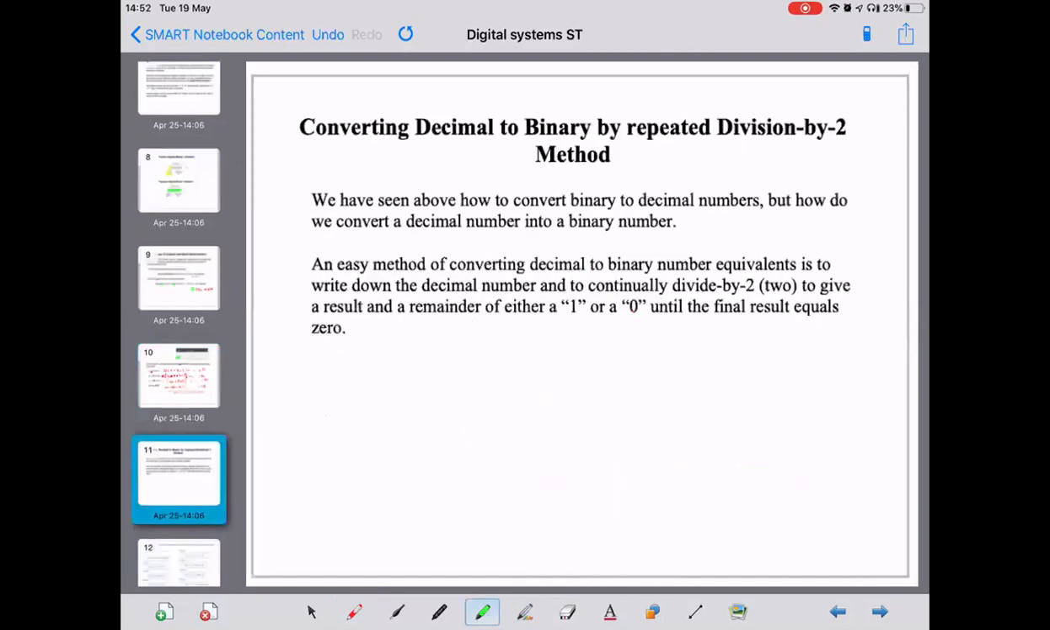Moving on a bit further then. Converting decimal to binary, so this is going the other way. We've got a decimal number, and we want to convert it to binary. We can use what's called the repeated division by 2 method. This is a relatively easy method to convert a decimal number to its equivalent binary number by continually dividing a result by 2 and finding out whether you get a remainder or not.